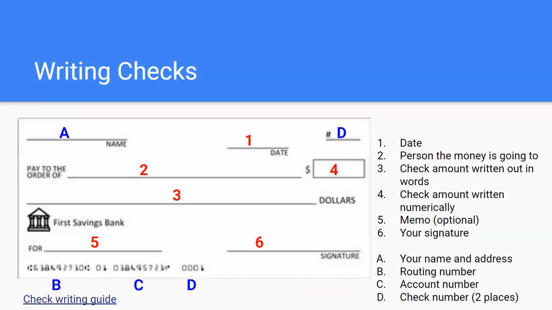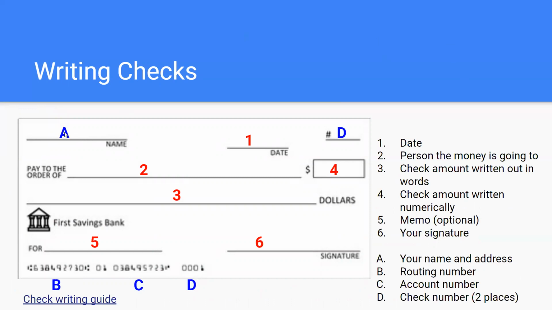So I have a diagram here if you have not written a check before. This is a little chart on what needs to go where on a check. This is also on our Canvas page if you want to look at it at a later time. If you do need to write a check, this is how the information will be written on the check.